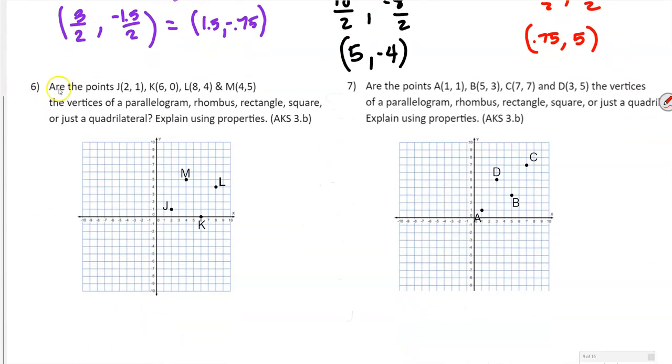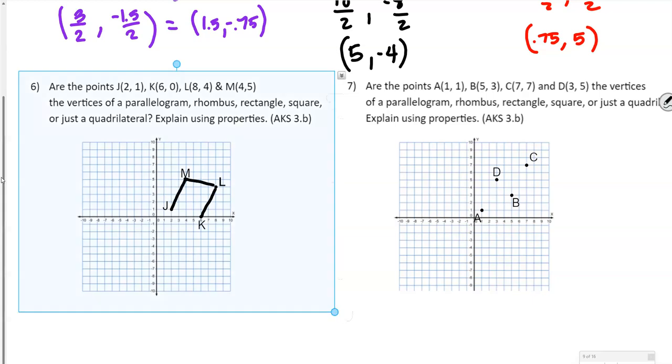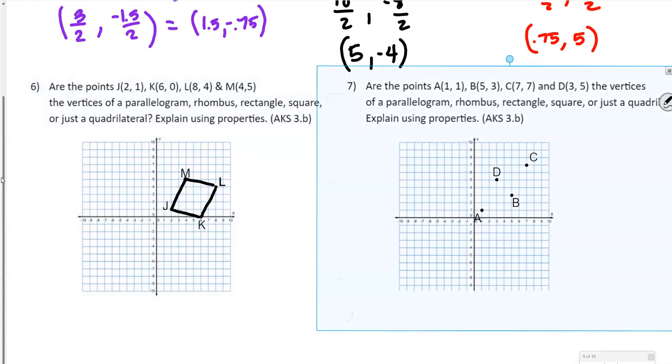Okay, then down here it says, are the points J, K, L, M, the vertices of a parallelogram, rhombus, rectangle, square, or just a quadrilateral? Explain using the properties. Okay, so we're going to go ahead and draw these lines. J, L, M, L, M, J, J, K. Okay, so now we're going to talk about what we see. So, looks like it could be a rhombus, but that would mean all the sides would be equal. So we're just going to look at some side lengths.